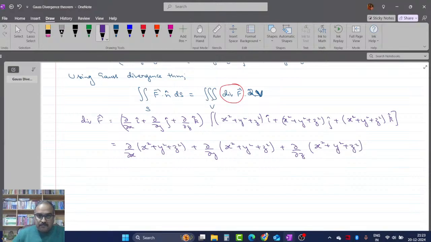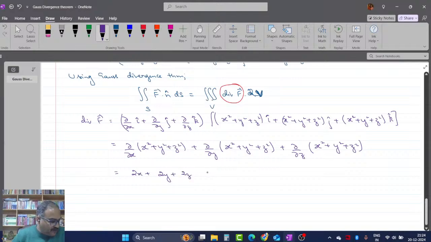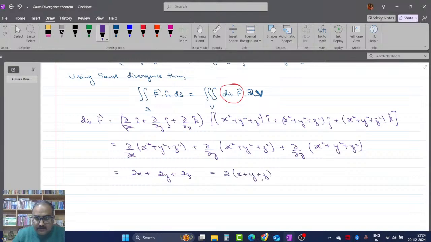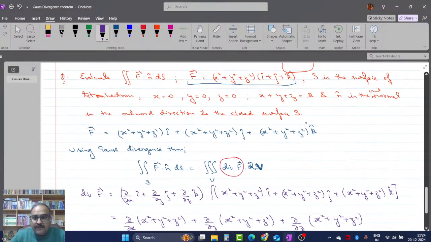Okay, so del by del x of this part will be 2x, for this one it will be 2y, and for the third one it will be 2z. I am taking 2 common, so it comes to be 2 times (x plus y plus z). Okay, now coming to the surface. Now the surface, given surface is this one, x plus y plus z is equal to 2.